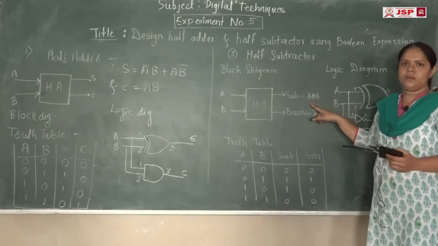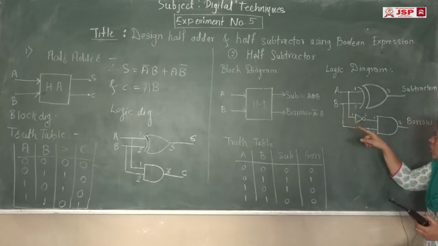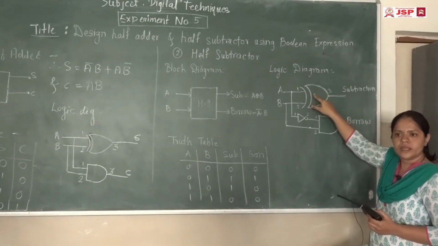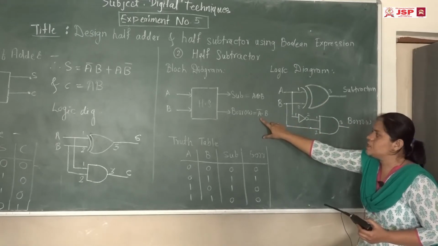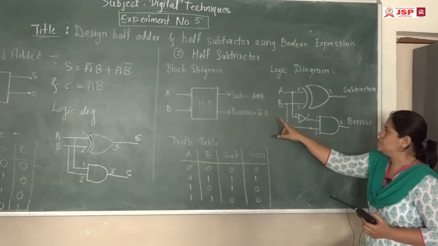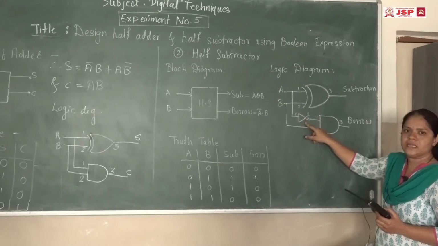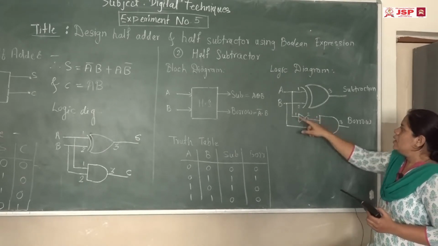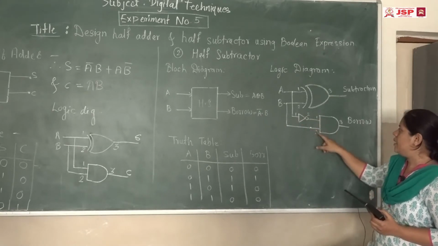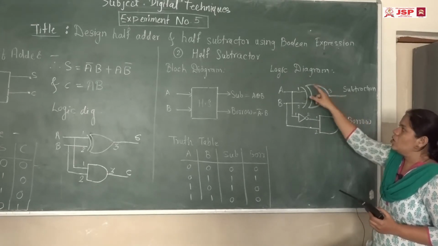First we observe the expression for subtraction. Here an XOR gate is present, so in the logical implementation diagram I have drawn an XOR gate. Next, if you observe the expression for borrow, A bar and B is present. For A bar, we have to connect one inverter, that is a NOT gate connected as an inverter. The output of this NOT gate is A bar, and A bar dot B means an AND gate is present, so here I have drawn the AND gate. So we will get the logical expression.